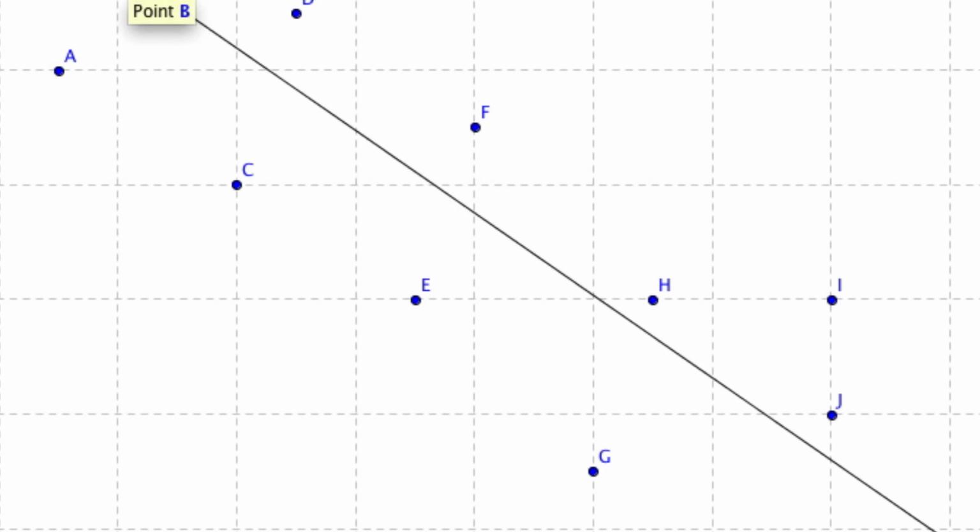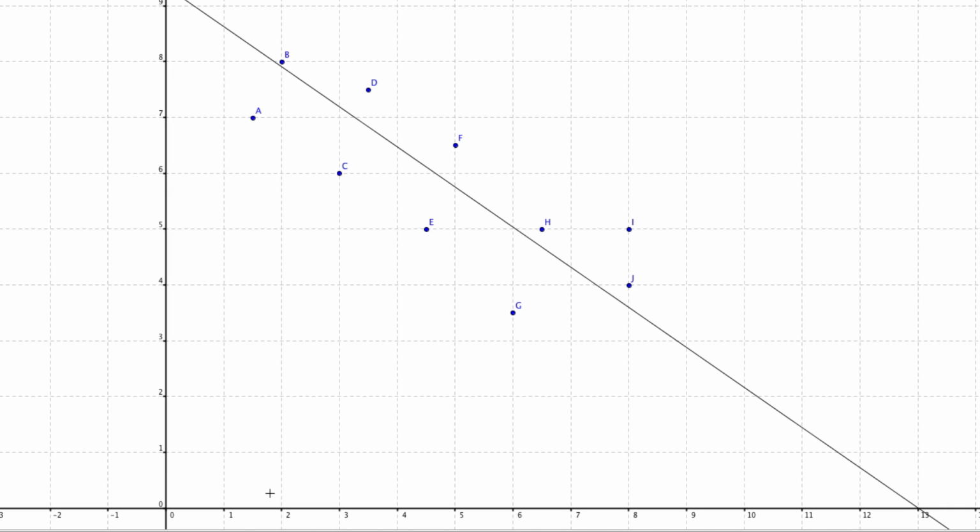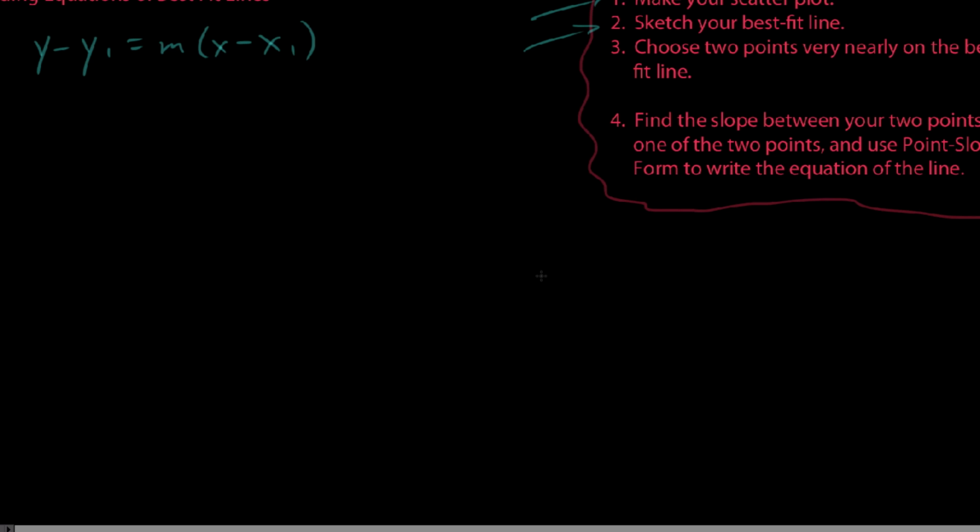And honestly, I know I said that it didn't have to be a member of the original data set, but this point B right here almost looks like it's on my line of best fit. So that is the point over 2, up 8. So we have 2 points, (2, 8) and we said (6, 5). So let's go back and write these points down so that we don't lose them. Put them in our pocket. We say (2, 8) and (6, 5).